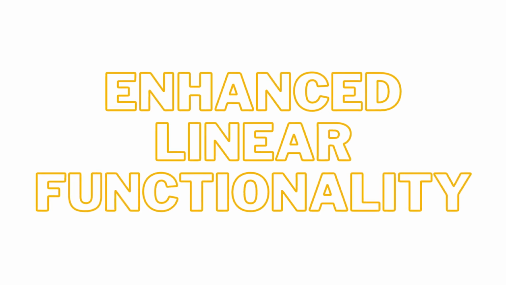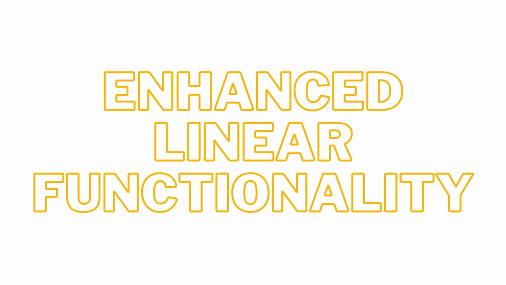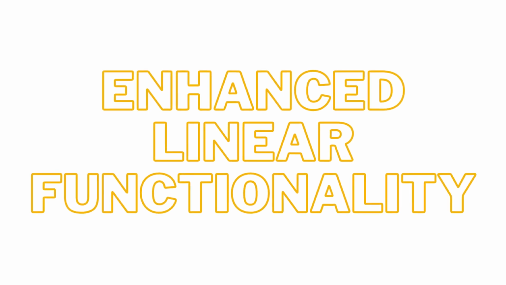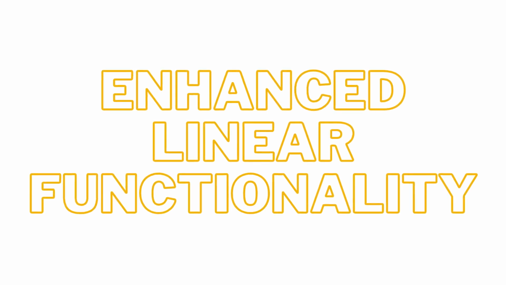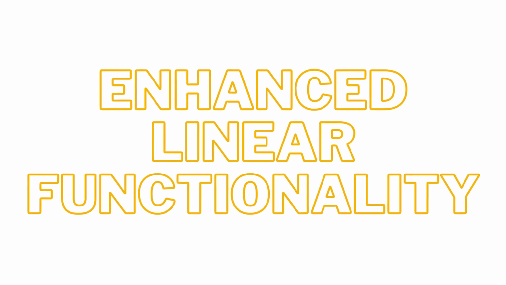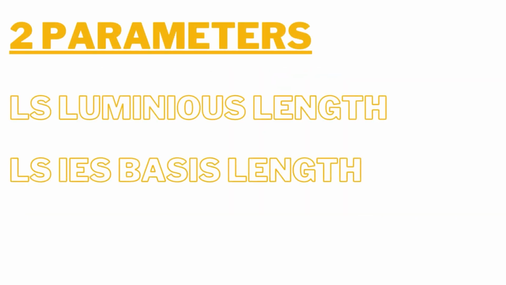The LightStanza plugin has a streamlined approach to the proration of linear fixtures in Revit, where upon import to LightStanza, each linear fixture will have the correct output and length. There are two parameters we use to control the output and the length of each linear in Revit. The two parameters in Revit are LS-luminousLength and LS-IES Basis Length.